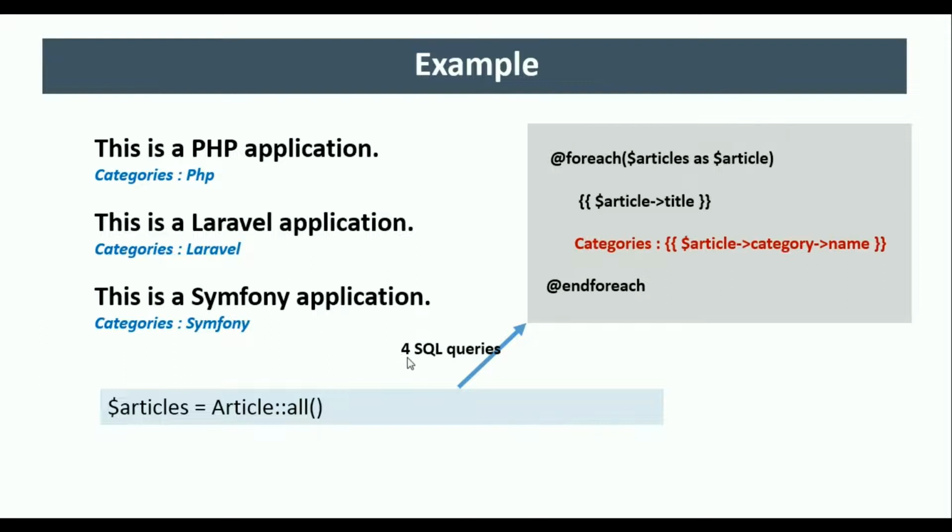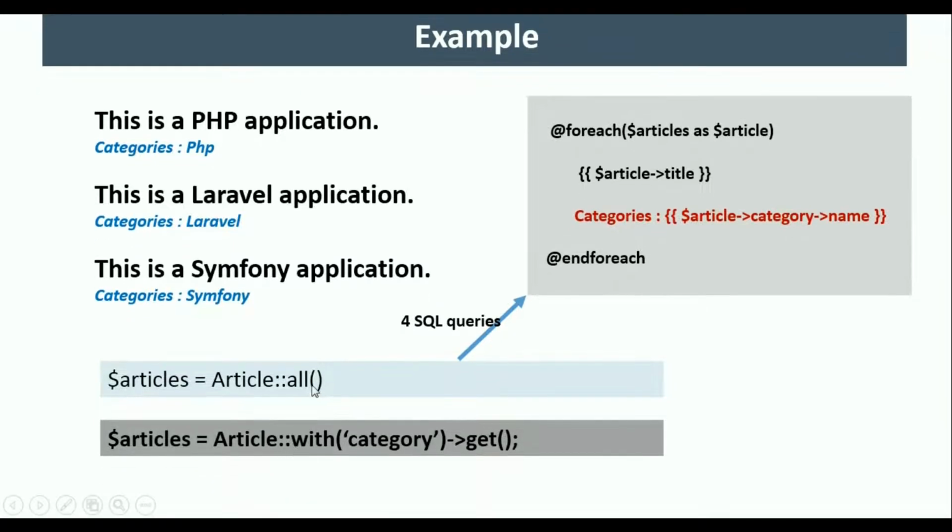So this particular problem is known as the N+1 problem. N is 3 here, plus 1. So to decrease the number of queries needed to generate the list of articles, I have to remove this and do something else. That is, replace the all function with the with function, with category, and get. What I am doing is getting all articles and at the same time getting the related category and storing it here in my articles.